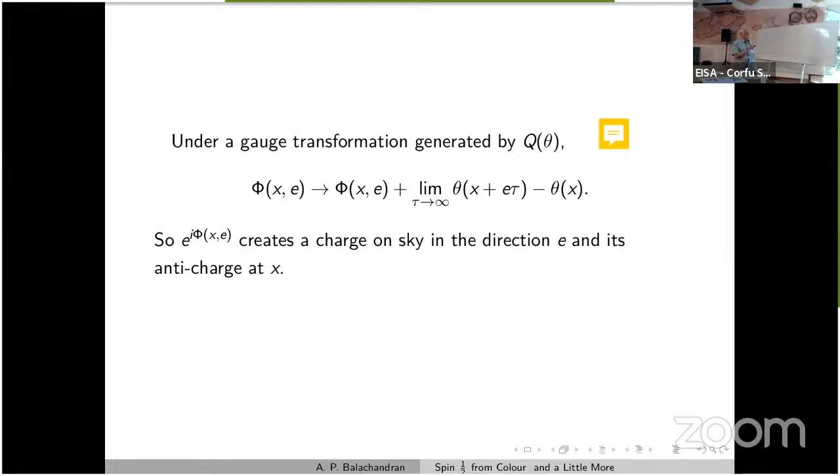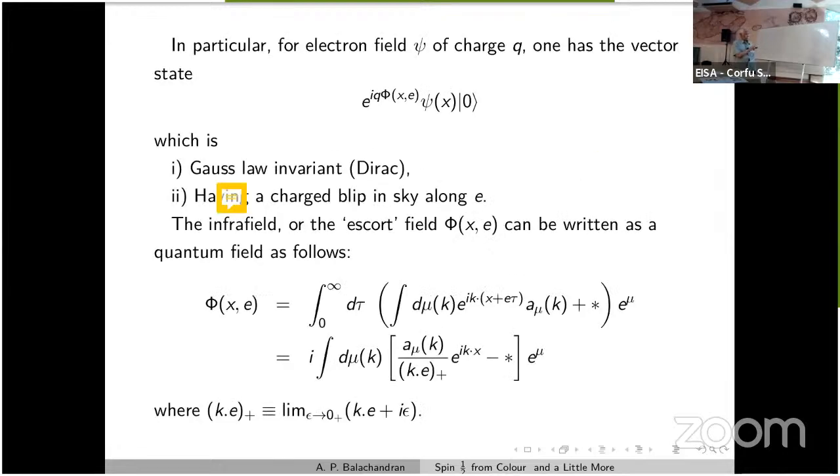Okay. So what does this equation mean? It means that this exponential creates a charge on the sky in the direction E. Okay. So this is the limiting direction. In the limiting direction, you get this theta. So it creates a charge at infinity and also creates an anti-charge at x because of the second term. So if I look at this state here, where psi is, say, some matter field at x, transforming with charge, and multiplied by this object, this is invariant under local gauge transformations, but so is Gauss law invariant, but it has a charged blip in the sky in the direction E. Okay. So if you go to infinity, this is a charged blip at infinity. Okay. So it has created a charge at infinity. So there's a surface state which is sitting here.